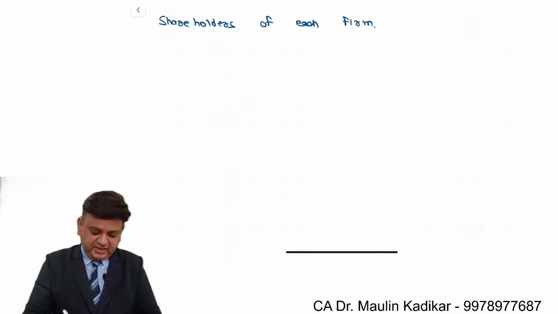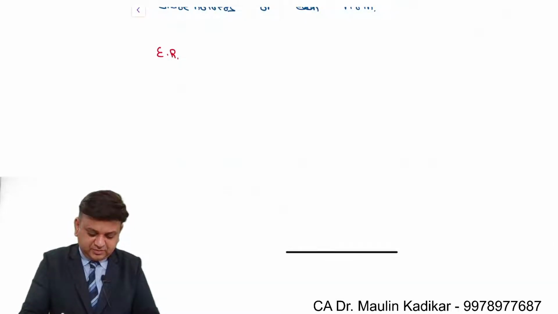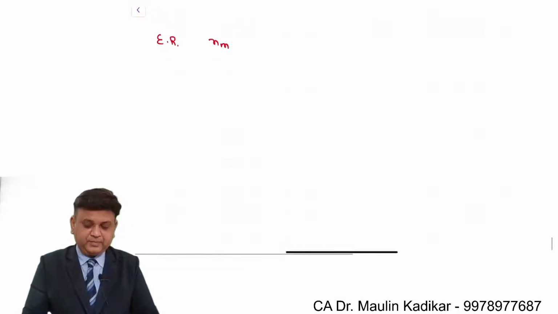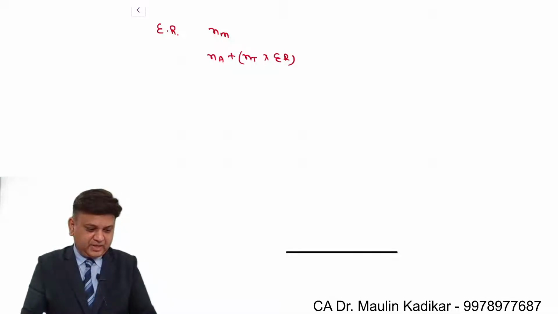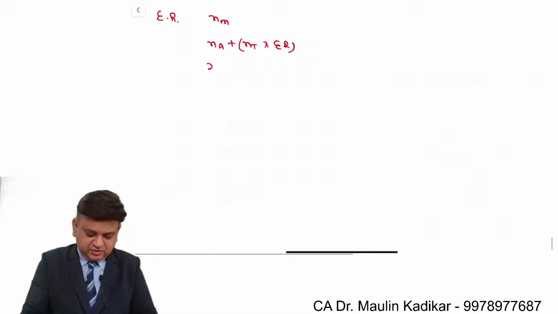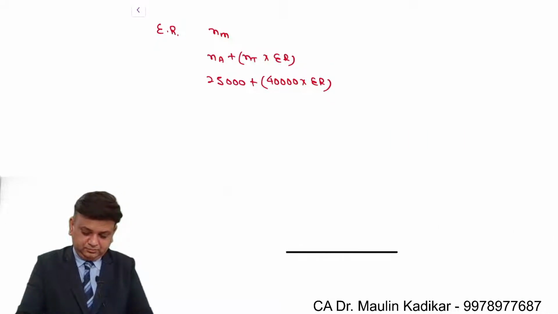Column number 1 will be exchange ratio. Column number 2 will be number of shares of the merged firm. It will be calculated as number of shares of A plus number of shares of T into exchange ratio. Acquiring company number of shares are 25,000. Target company number of shares are 40,000 into exchange ratio.